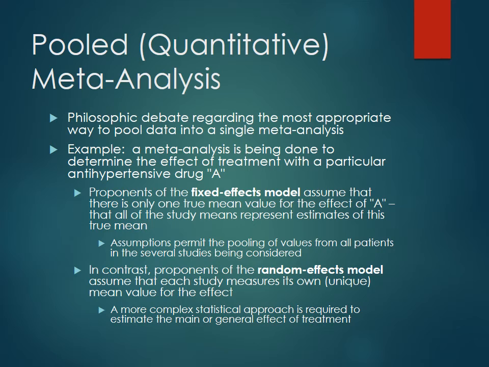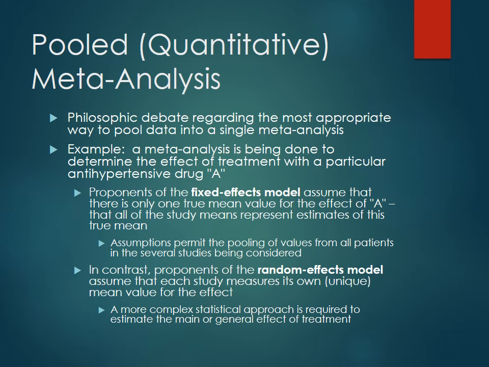It's kind of a debate about the most appropriate way to pool the data, but just know that, for example, if a meta-analysis is being done to look at the effect of a treatment with a particular antihypertensive, we'll say drug A, the proponents of the fixed effects model would assume that there's only one true mean value for the effect of the drug, and that all study means represent estimates of this true mean. So basically, tests are being done a little bit differently to try to show the same value. This assumption would permit the pooling of values from all patients and several studies being considered, right? So you end up taking that raw data, putting it all together, and coming up with a new mean value that would be valid.